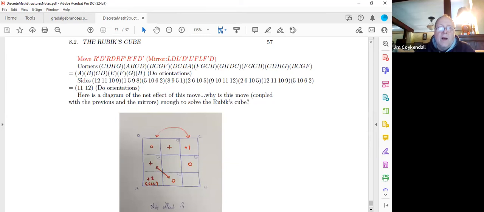And the move there on the right, R prime, D prime, R, D, R, F prime, R prime, F, D prime. If you look at that diagram, that's what it did. It swapped out the corner pieces C and D, changing the orientation of one but not the other. It swapped out the two side pieces, 11 and 12, changing the orientation of one and not the other. The side piece 9 set in place but got its orientation changed. 10 was left alone, and G was left alone, and H set in its place and spun counterclockwise.